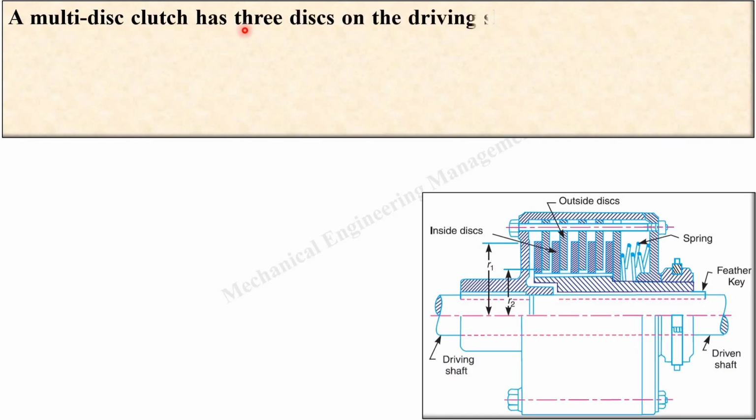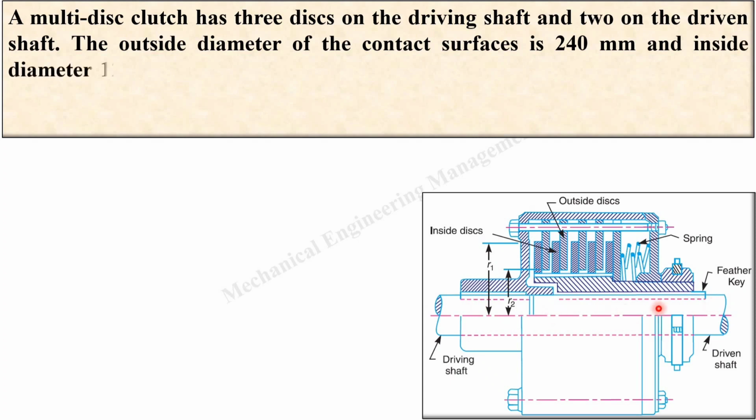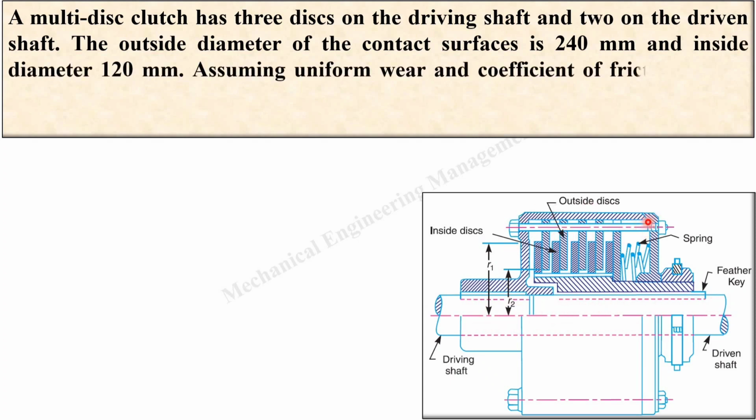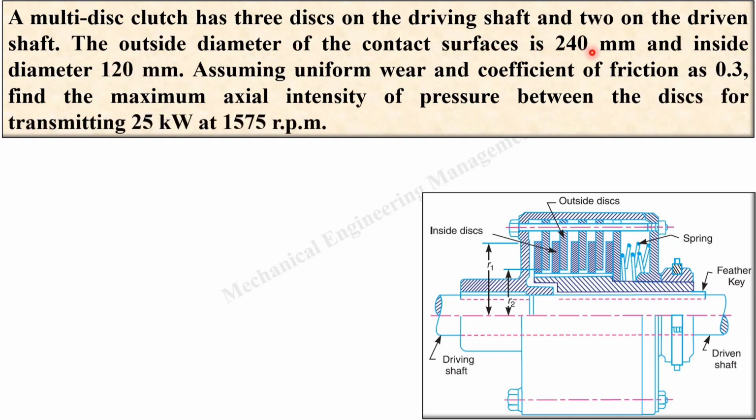A multi-disc clutch has 3 discs on the driving shaft and 2 on the driven shaft. So here you can see this is the driving shaft and this one is the driven shaft. There are different discs on the driving shaft as well as on the driven shaft. The outside diameter of the contact surfaces is 240 mm. So here you can see outside radius and inside radius. It is given to assume uniform wear theory.